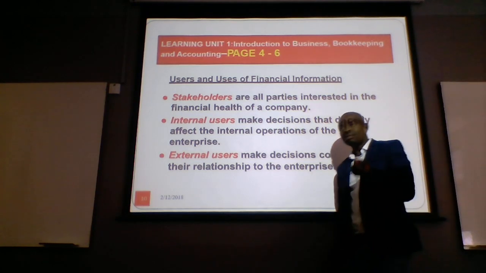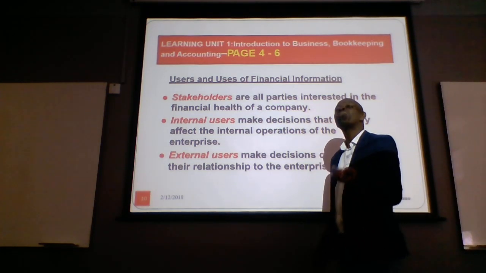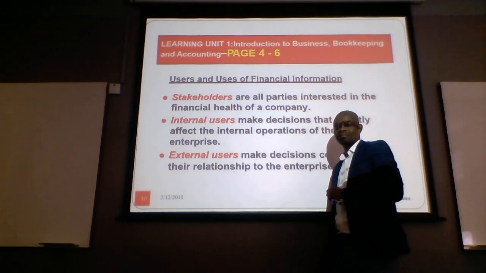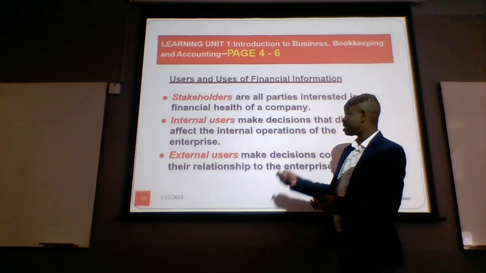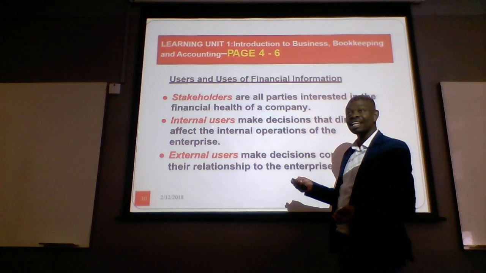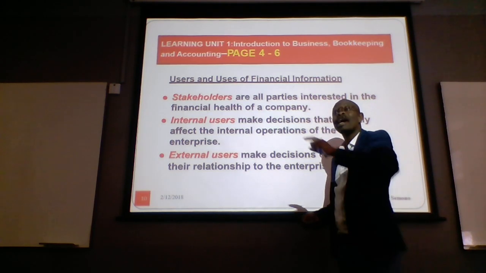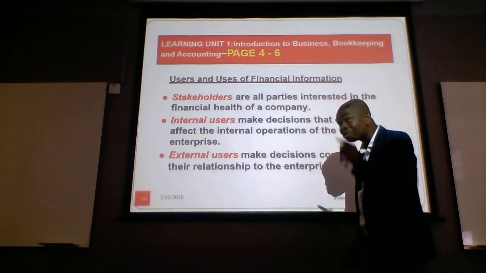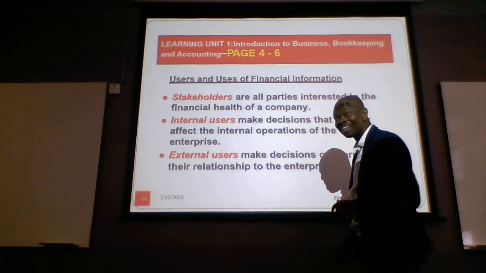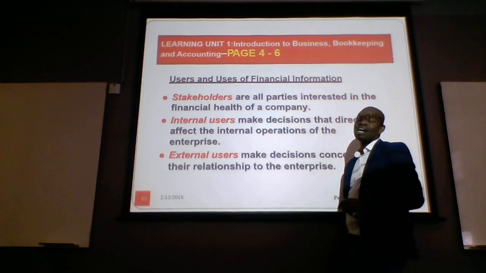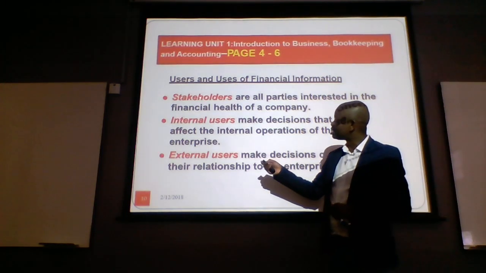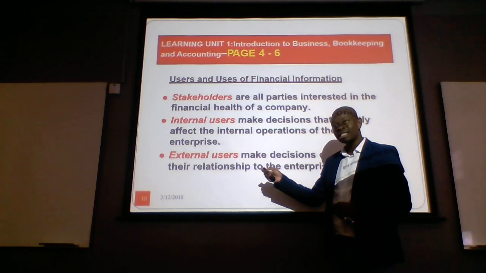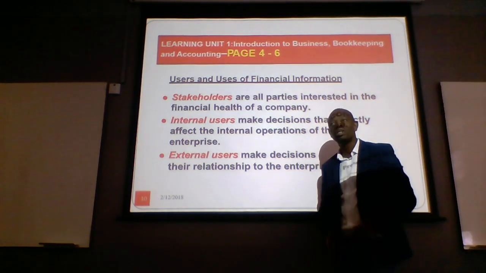External users are suppliers, banks, investors are internal in a way, SARS. You know, SARS is interested, they want something from you. Can you see that? So it means you need to know that there are two different types of users. But both are called stakeholders, but can be divided into two.